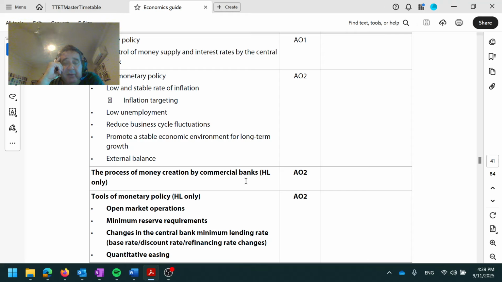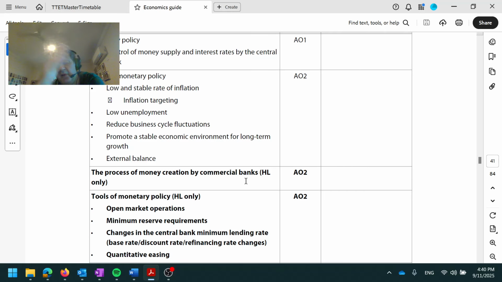The goals of monetary policy, low and stable inflation. Don't forget targeting. So in Australia and most of the Western world, central banks will target the inflation rate at around 2 to 3%. They might be concerned with unemployment and growth too, but over time they want to bring that inflation rate back into its target zone. As it says there, low unemployment, reduce business cycle fluctuations.